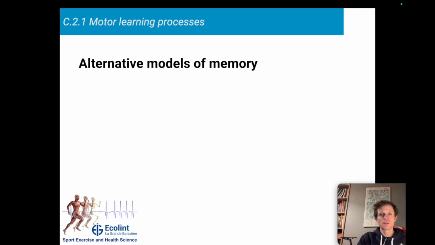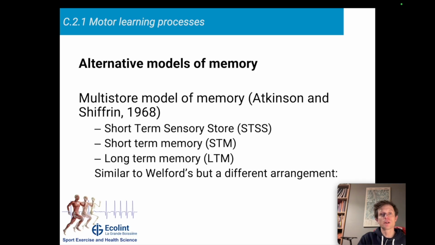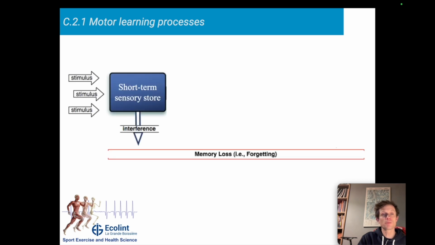In addition to Welford's model, we can also look at alternative models of memory. The multi-store model of memory proposed by Atkinson and Shiffrin in 1968 includes a short-term sensory store, a short-term memory, and a long-term memory. So these are similar to Welford's but in a different arrangement. They're much more in a linear arrangement pathway.